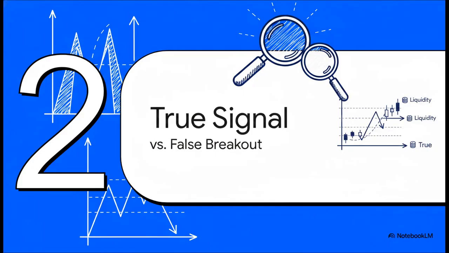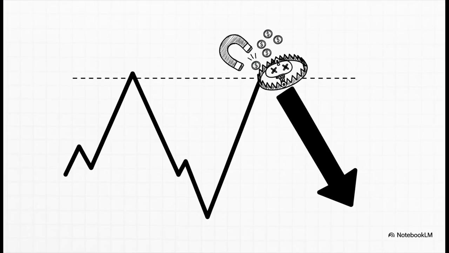Okay, so theory is one thing, but let's actually see what this looks like on a chart. We're going to put the trap, that false breakout, right next to the true signal so you can train your eyes to spot the difference when it's happening live. Okay, look closely here. This is the trap. See how that second peak pushes just a tiny bit above the first one? That's the slingshot pulling back.